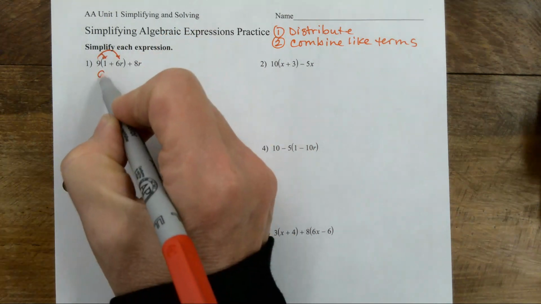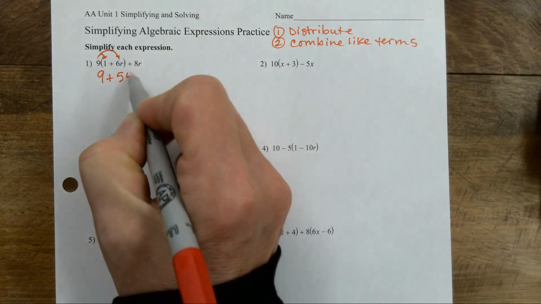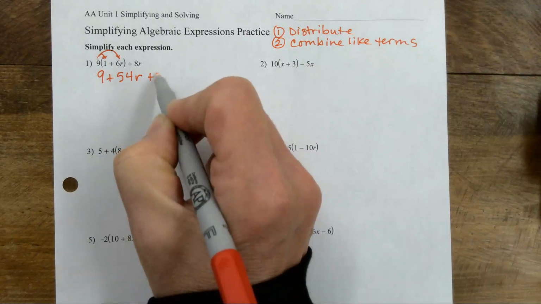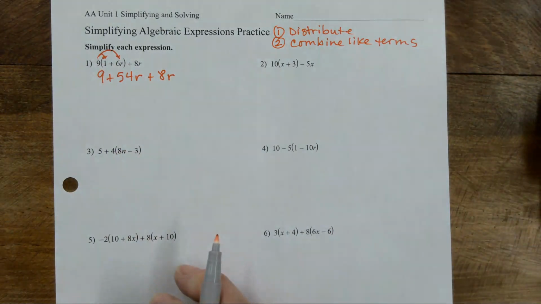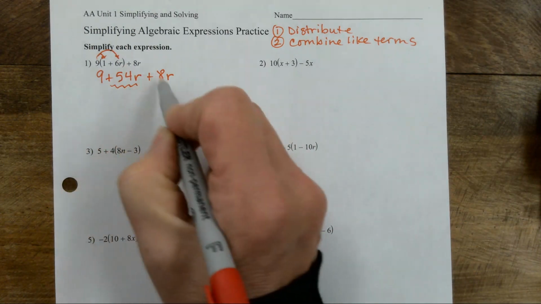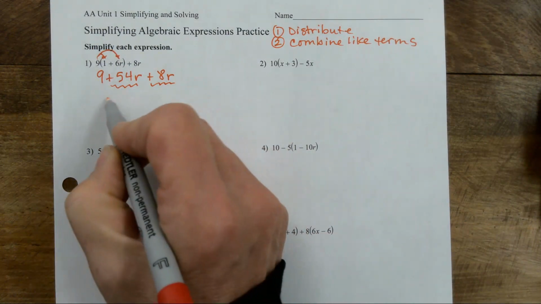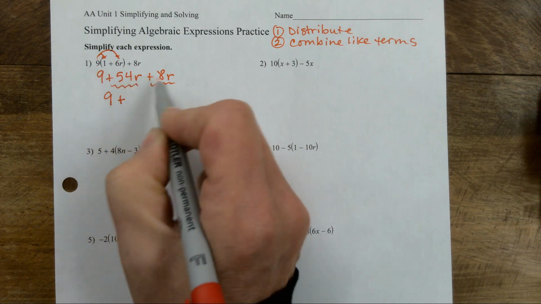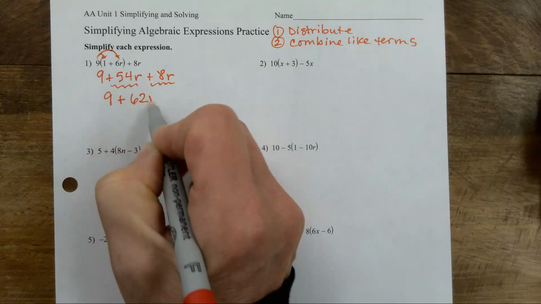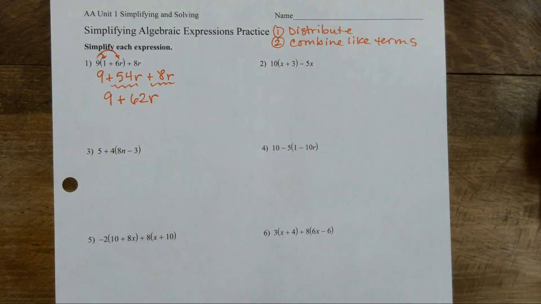So this is 9 plus 54R. Bring down the rest. I thought we were doing odds. We are. And then combine like terms. 54 plus 8 is 62R. There is my final answer. Again, we'll run through the odds together. You are responsible for the evens.